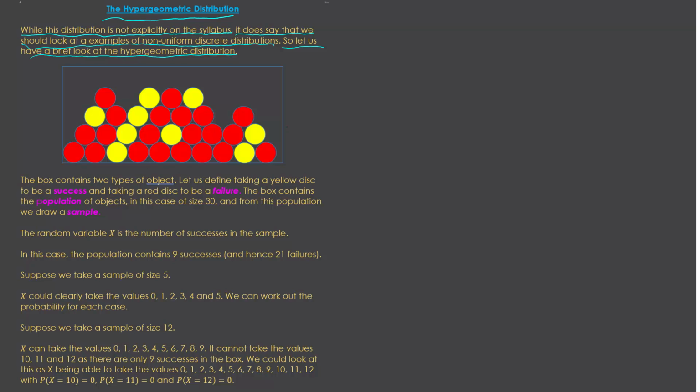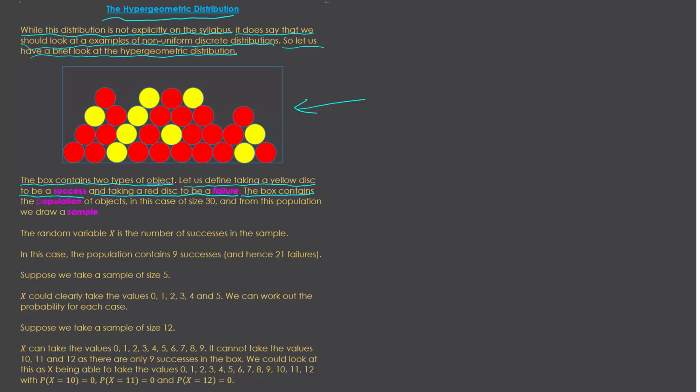distribution. So what we have here is a box that contains a lot of red and a lot of yellow disks. The box contains two types of object. Let us define taking a yellow disk to be a success and taking a red disk to be a failure. We've come across this idea before. There's two possible outcomes. One of the outcomes we call success and the other outcome we say is a failure.